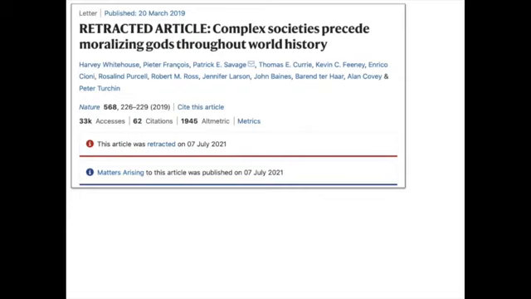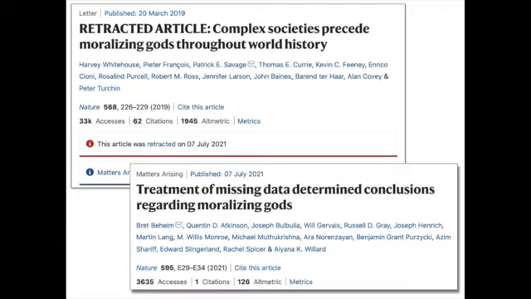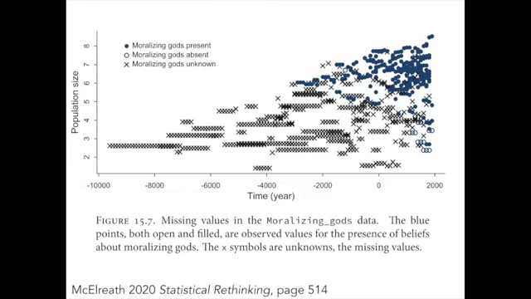The reason it got retracted reflects the causal salad nature that is in no sense unique to this particular paper, but it exposes us to unnecessary risks. And I don't mean professionally, because again, I want to normalize retraction. It should be okay to get papers retracted. But risks of tricking ourselves, those are the risks that I care about. And so here's the paper that led to the retraction: treatment of missing data determined conclusions regarding moralizing gods. I'm not going to go deep into the structure of this particular problem, but it's a problem that I detail to some extent in my textbook. So I say more about it when I teach my class.